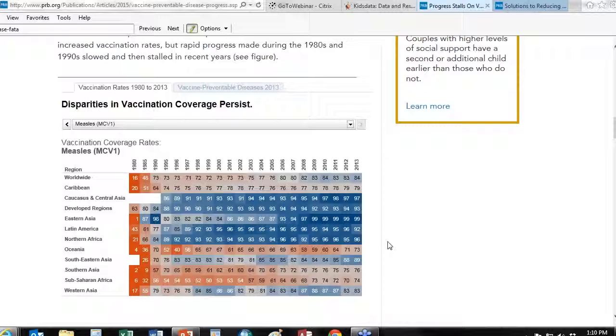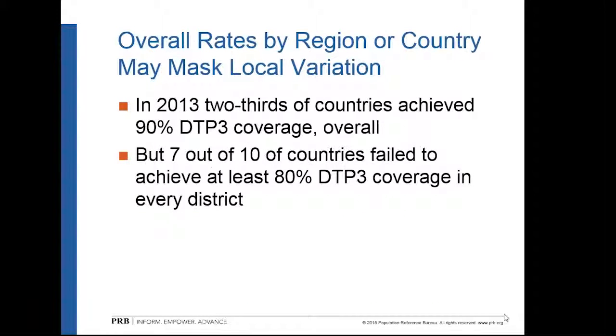I should be clear that not all countries within high coverage regions have high coverage, and not all countries in low coverage regions have low coverage. For example, Rwanda and Uganda are in the low coverage sub-Saharan Africa region, but both countries have MCV and DTP3 coverage of 97% or higher. Disparities within countries are also important.